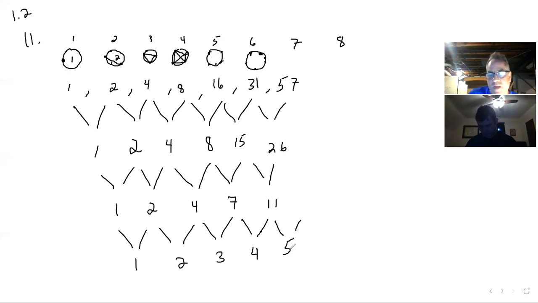Assume the next one is 5, and then you get 16. 16 plus 26 would be 42. And then 42 plus 57 would be 99. And that would be the eighth term of that particular sequence.